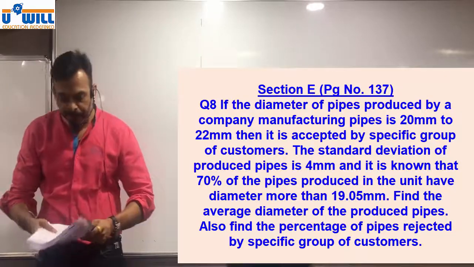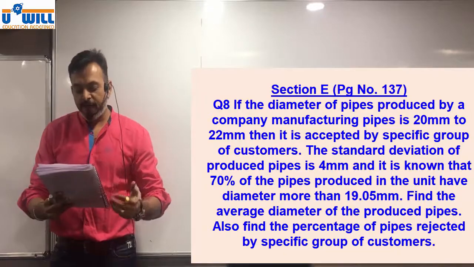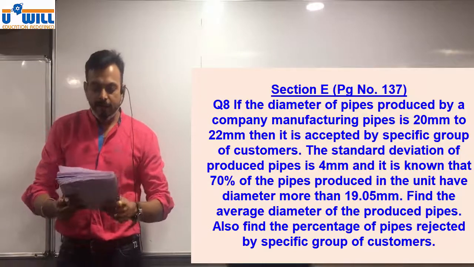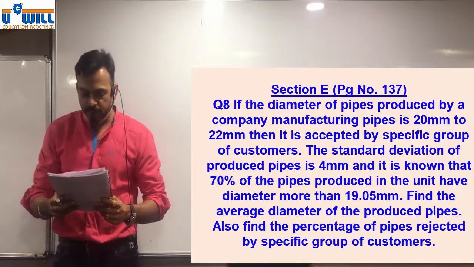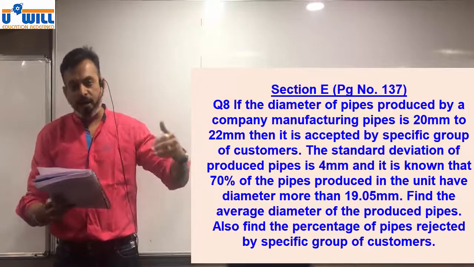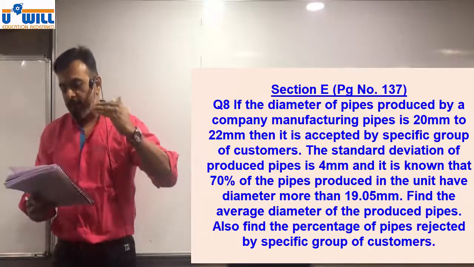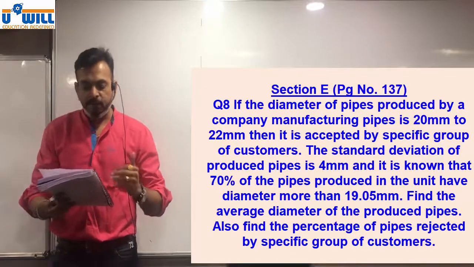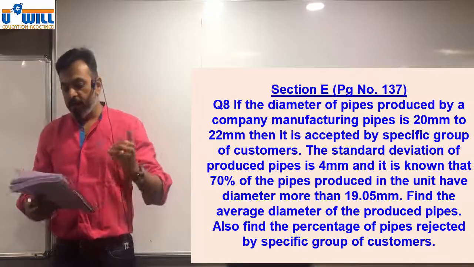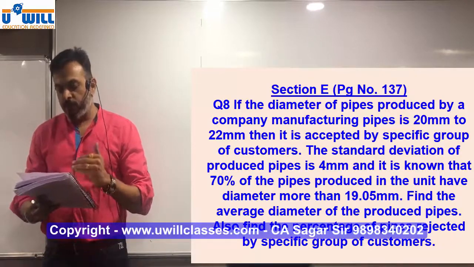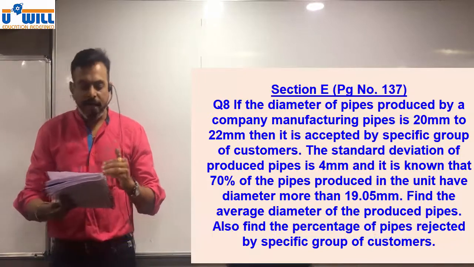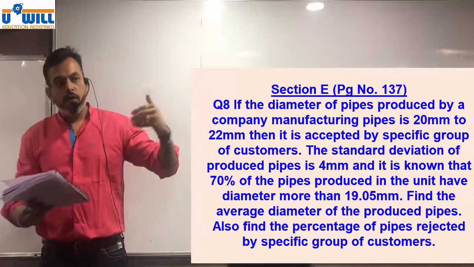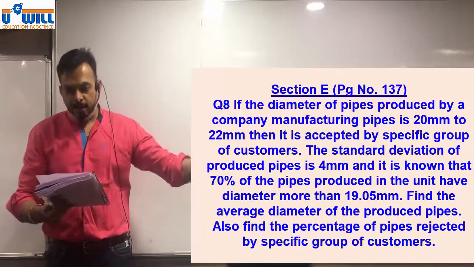Question number 8. If the diameter of pipes produced by a company manufacturing pipes is 20 mm to 22 mm, then it is accepted by a specified group of customers. That is, if the diameter is 20 mm to 22 mm, these customers will accept it. The standard deviation of produced pipes is 4 mm, and it is known that 70% of the pipes produced in the unit have diameter more than 19.05 mm. That is, 70% of the pipes that I manufacture have diameter more than 19.05 mm.